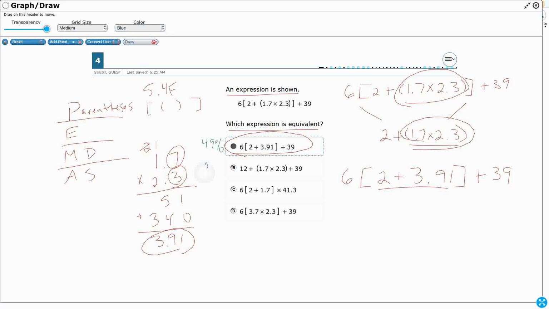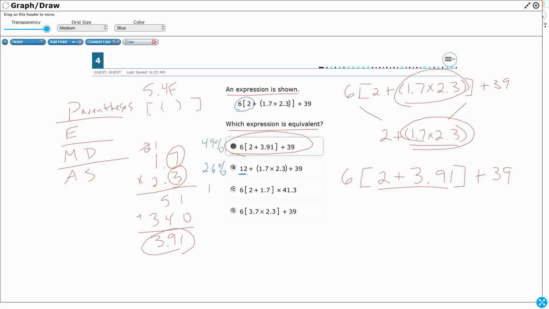We had 26% of our students choose B, the incorrect answer. What do we do here? Well, we just solved left to right. They ignored this bracket, and they did 6 times 2 equals 12, and then they just went about their day. So 26% of our students, they might have known parentheses, but they didn't know what to do with that bracket, so they just ignored it and moved on.